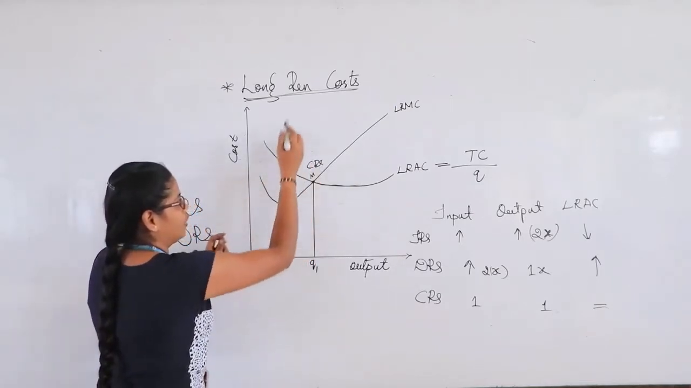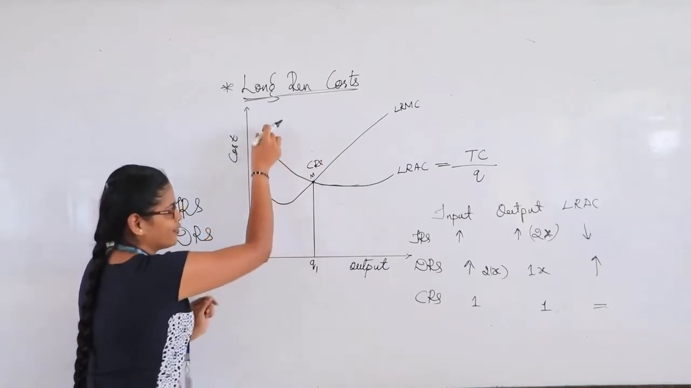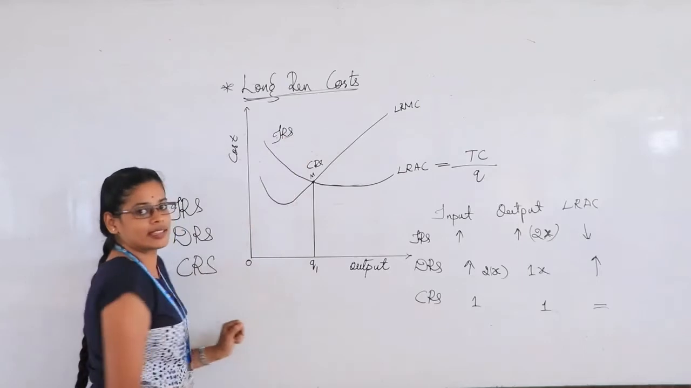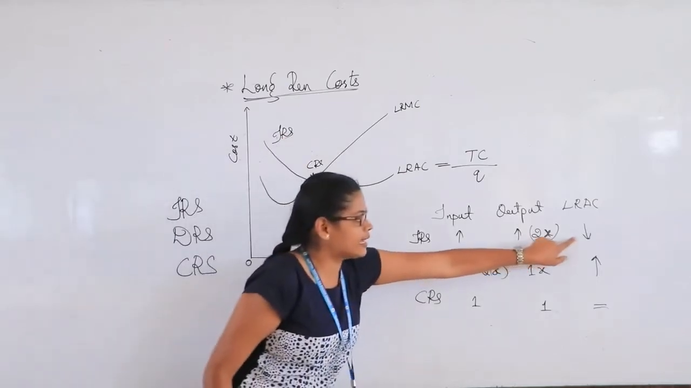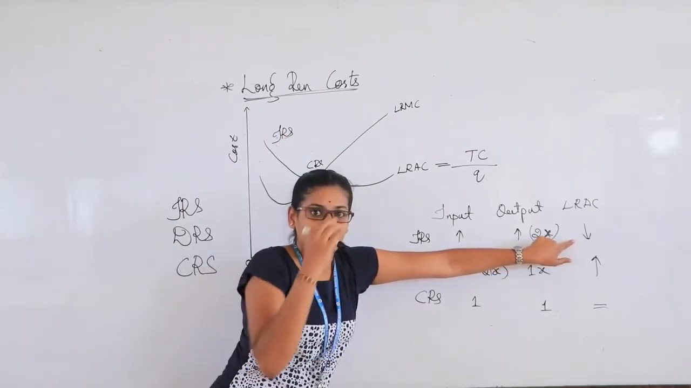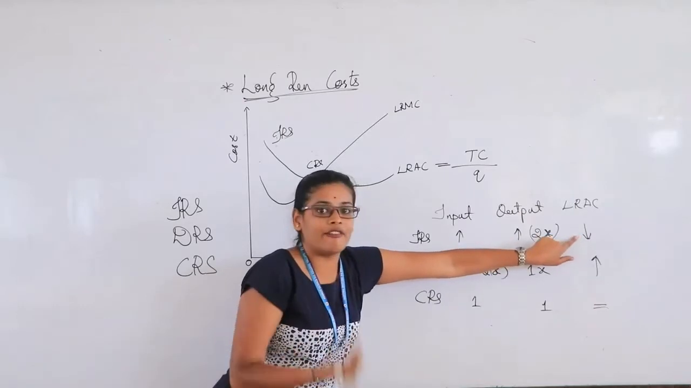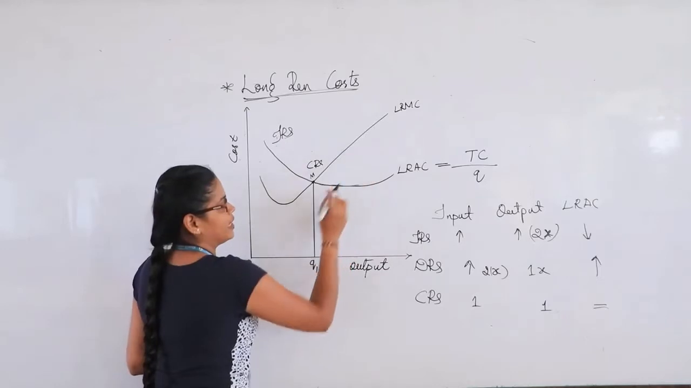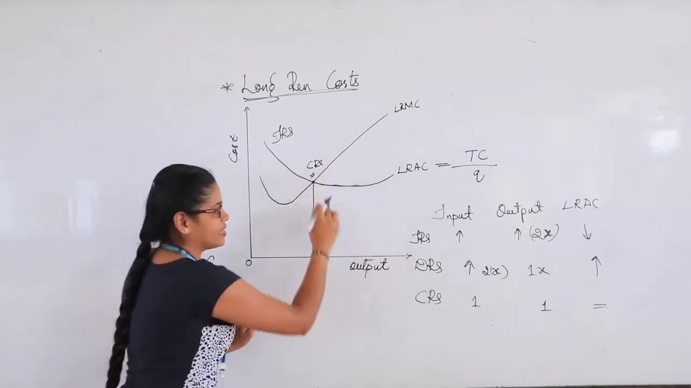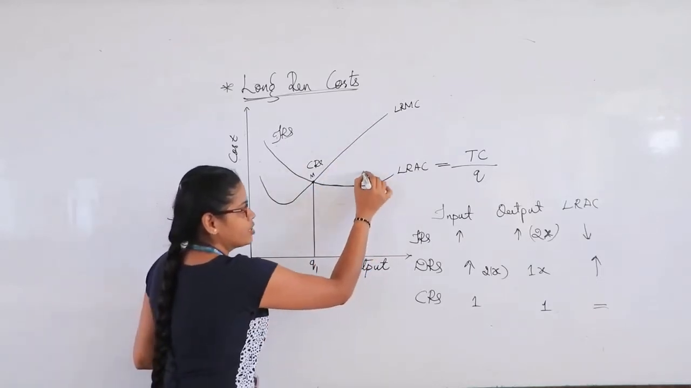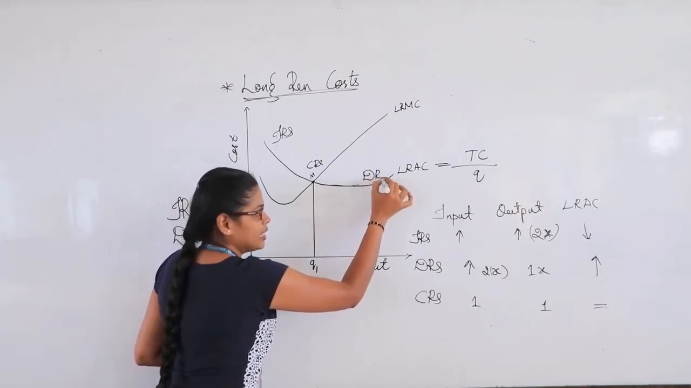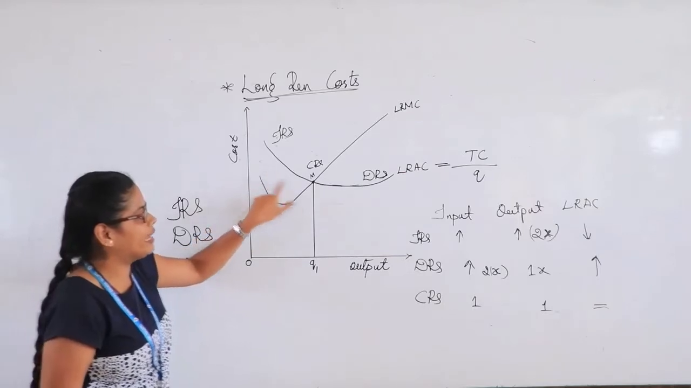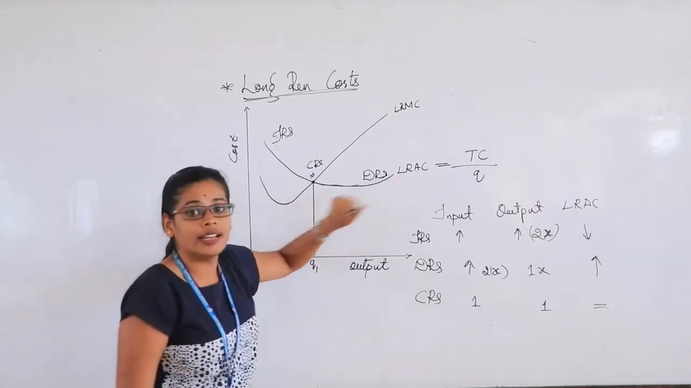Towards this point, whatever we are understanding, this fall of the two curves tells us about the IRS, because here you can see the average cost is falling. And towards this side you can see both the curves are increasing. Here also it is increasing, right? So this tells us about the DRS, okay? So this is how we analyze the long run average cost.